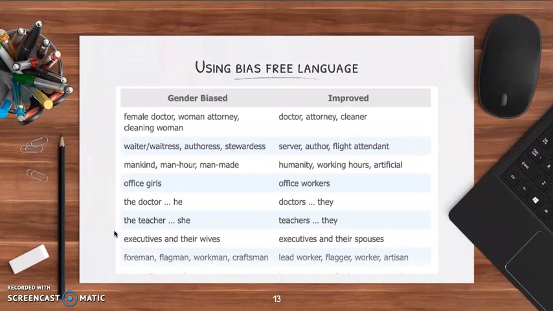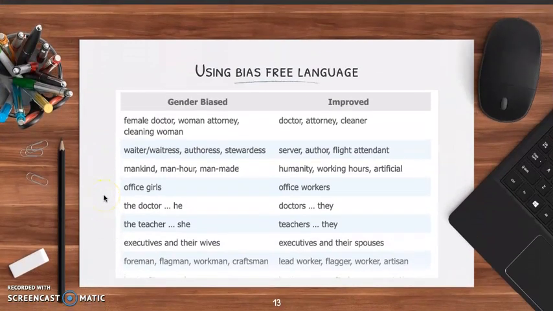Next technique is using bias-free language. So I've included some more of the charts from the textbook for this. A lot of biased language involves gender. So rather than referring to a woman as a female doctor, you would just call her a doctor. Instead of using terms like waiter and waitress and stewardess, you'd say server or flight attendant.